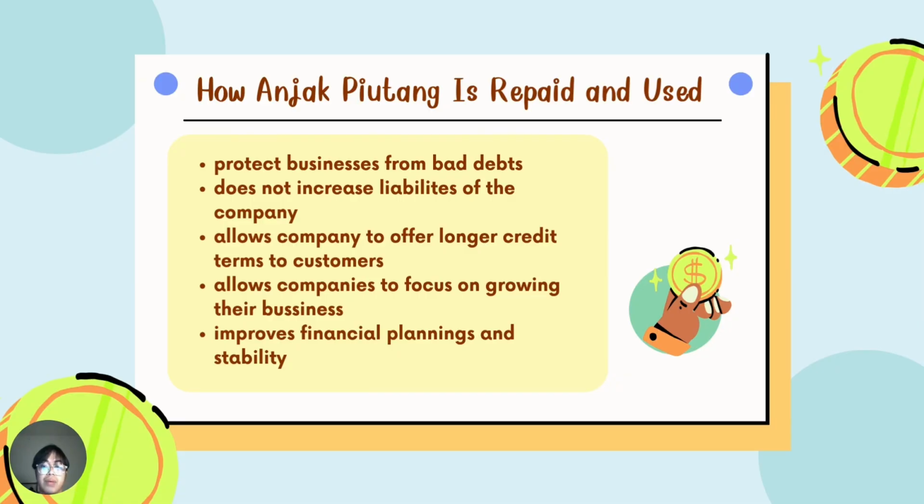So it improves cash flow stability, reduces administrative burdens, enhances credit management and collection efficiency, and protects businesses from bad debts. Depending on the type of factoring agreement, some factoring types shift the risk of non-payment to the factoring company, do not increase liability on the company balance sheet, allow companies to offer longer credit terms to customers, enable companies to focus on growing their businesses and improve production efficiency, and improve financial planning and stability to ensure consistent cash flows.